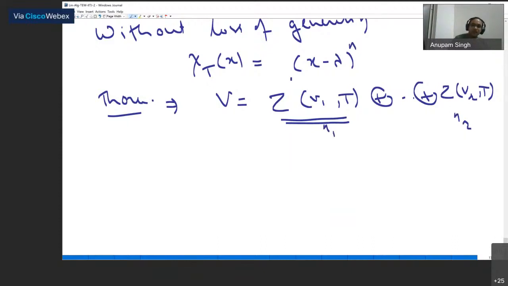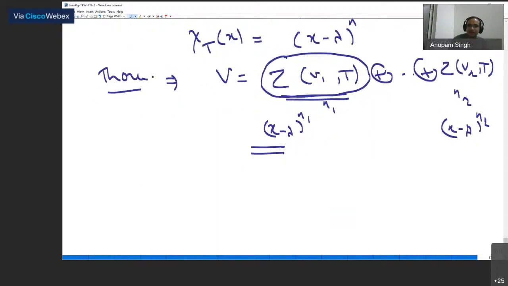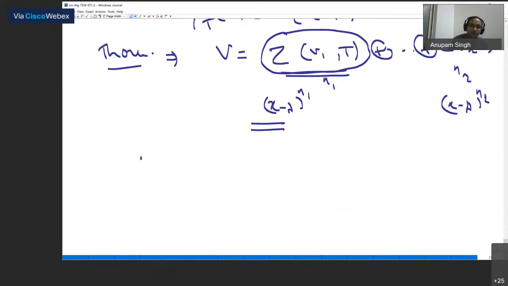So I want to write now the matrix here. If I want to write the matrix, let's say this corresponds to x minus lambda to the power n1, and this is x minus lambda to the power nr. Then I will try to write this matrix so that, anyway, it is a direct sum, so you can do it on the other block. So I'll choose the basis as follows.